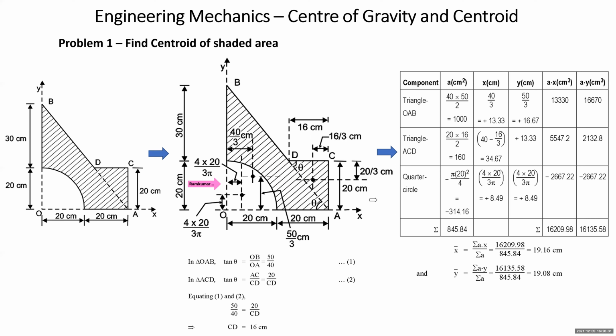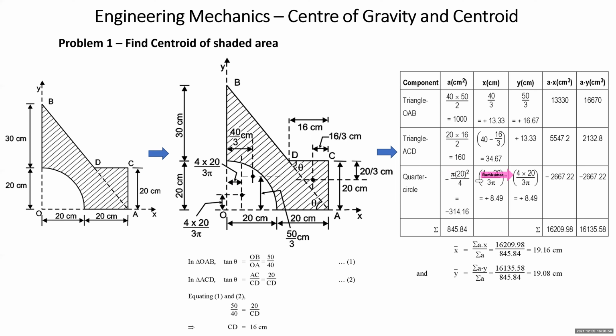In case of the quarter circle, since it is a removed area, you will be taking it as minus pi r square by 4, radius is 20. Now we come to writing the coordinates. This point is right of the y-axis by 4r upon 3 pi, so the x coordinate is 4r upon 3 pi. Even this point is above the x-axis, right? The y coordinate is above the x-axis by 4r upon 3 pi. The y coordinate is again 4r upon 3 pi.